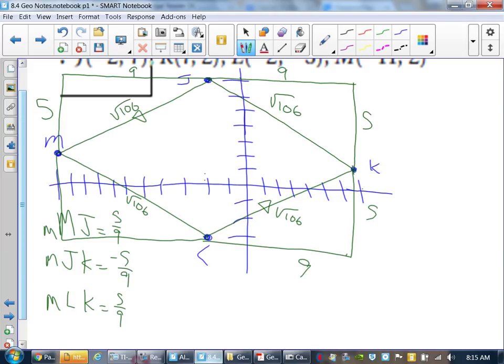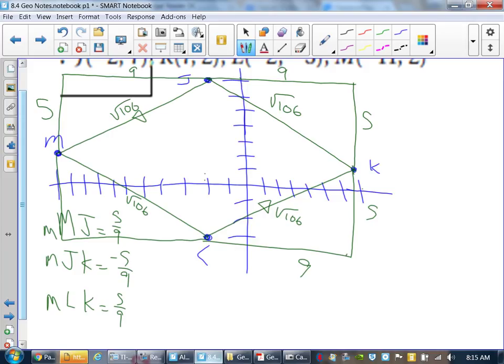All right. Your opposite slopes will be parallel. All 4 sides are the same. So then to figure out the perimeter, you just add up the 4 sides. Root 106, root 106, root 106, root 106 will add up to be 4 times the root 106. And that's all that is.